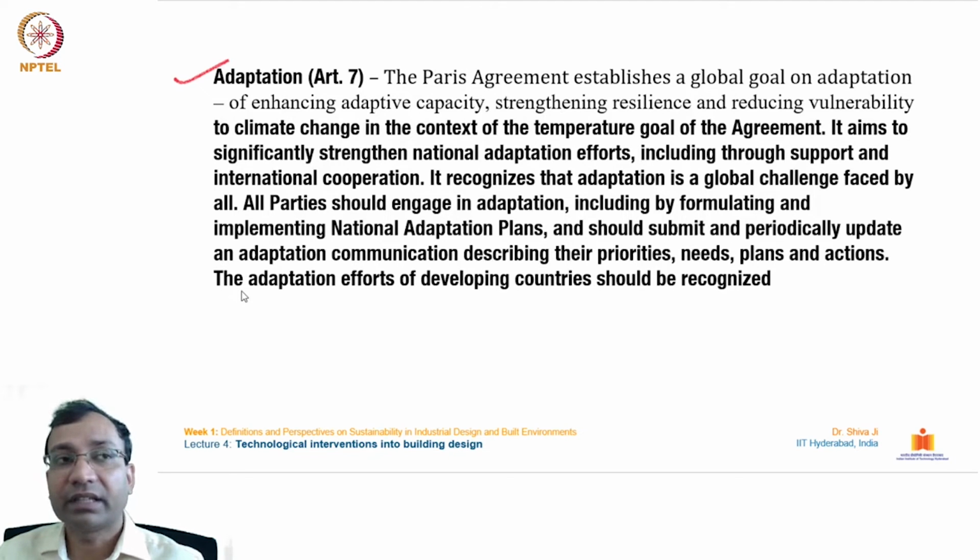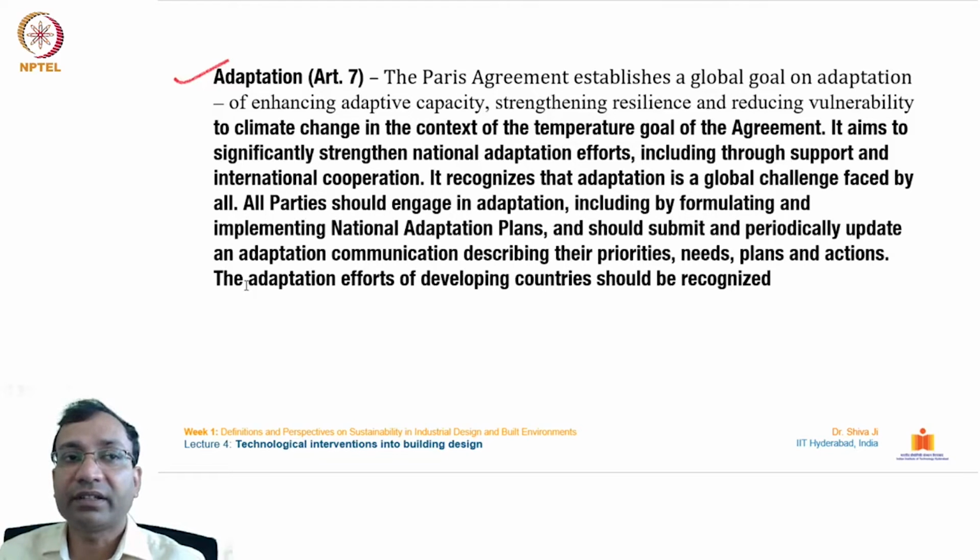Adaptation, Article 7. The Paris Agreement establishes a global goal on adaptation of enhancing adaptive capacity, strengthening resilience, and reducing vulnerability to climate change in the context of the temperature goal of the agreement. It aims to significantly strengthen national adaptation efforts, including through support and international cooperation. It recognizes that adaptation is a global challenge faced by all.